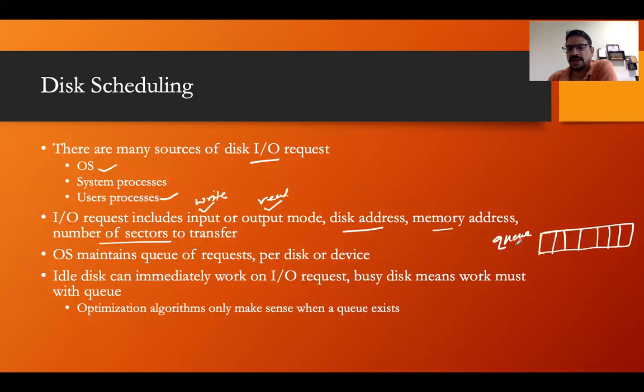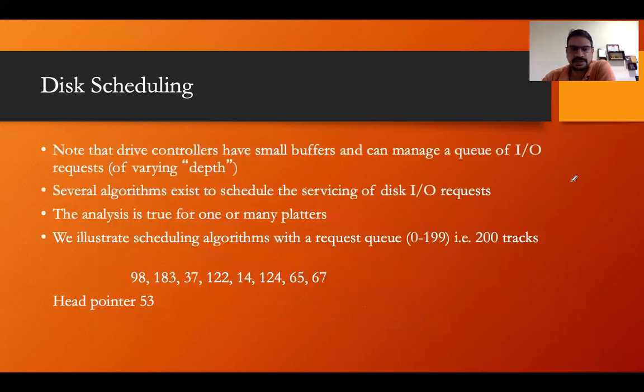So that queue will be maintained by the operating system. It is a request queue, and request for hard disk drive access. Optimization algorithm only makes sense when the queue exists. So we have different optimization algorithms, and those optimization algorithms work on the queue. If we have the queue, then only we can say which particular request has to be served next, right? But if it doesn't have the queue and if the system is idle, there is no use of optimization because we have only one request.